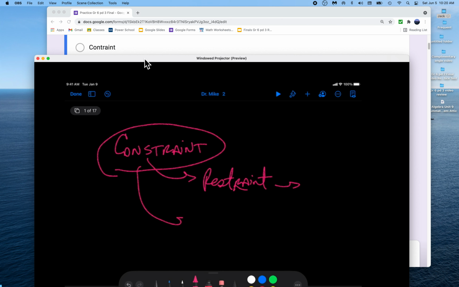A constraint in math is when you have something like this, 5 over x. The constraint in this particular example would be that x cannot equal 0. And that's because, as you know, we cannot divide by 0. We are not allowed to do that.